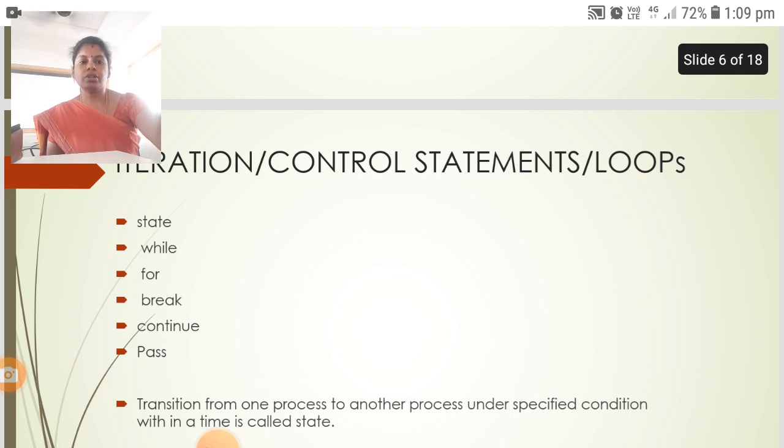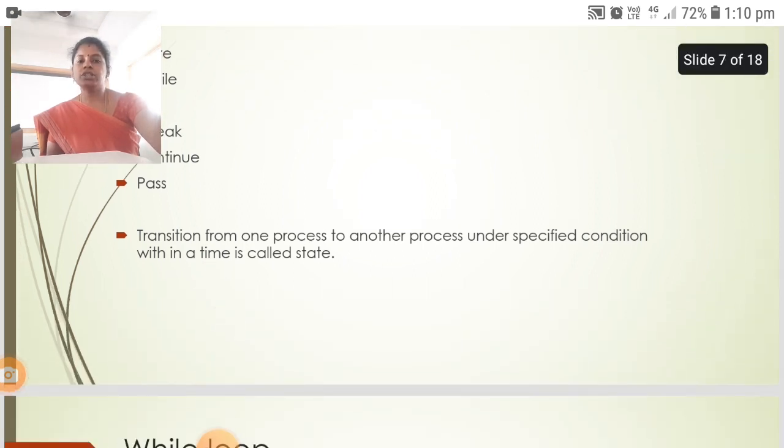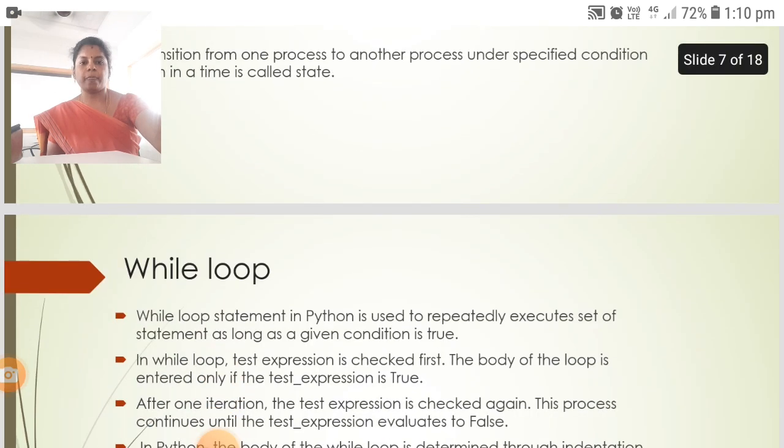Then iteration or control statements, loops. The state, while, for, break, continue, pass, these are the statements. State is nothing but the transition from one process to another process under a specified condition within a time, called state.